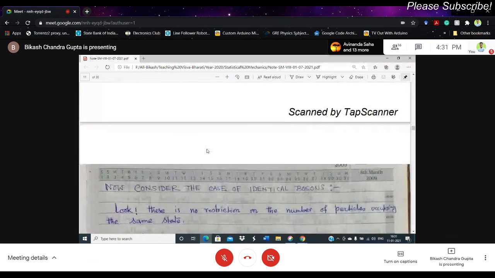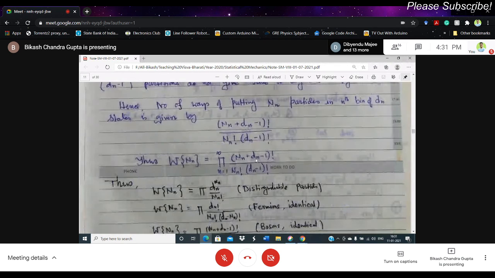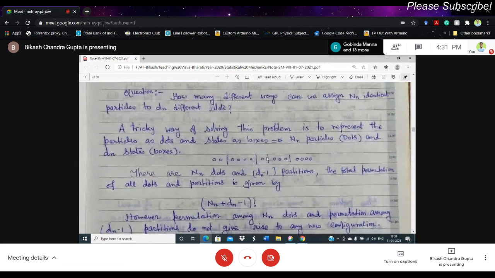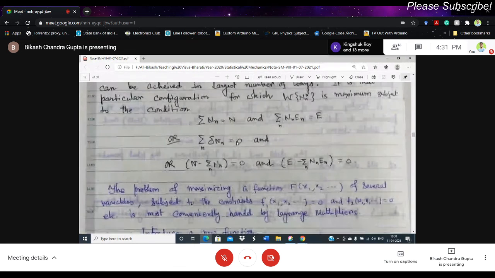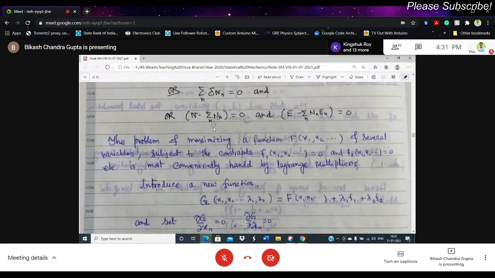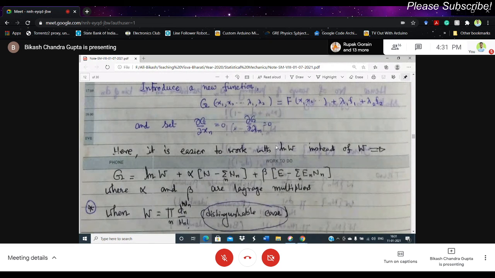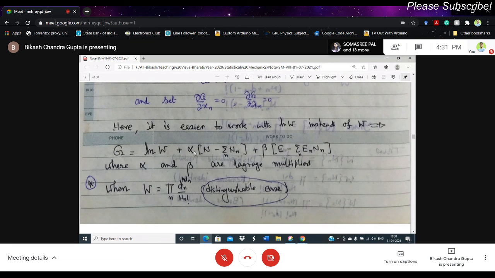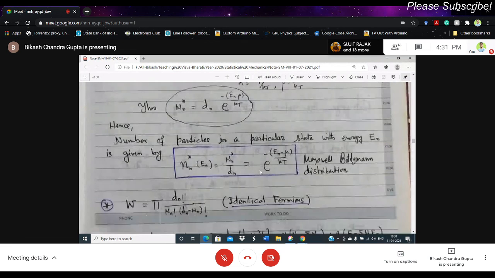In particular for the bosonic case, I would ask you to remember the partition box problem. This is a tricky way of solving it, otherwise it is really difficult. You can try, but this is the very tricky way to get the weight factor. Three weight factors we have, and then we have constraints also. We have to optimize with the constraints, so we introduce the Lagrange multiplier, identified as minus mu by kT, and beta as 1 by kT, and therefore you get different distributions, actually occupation probabilities.